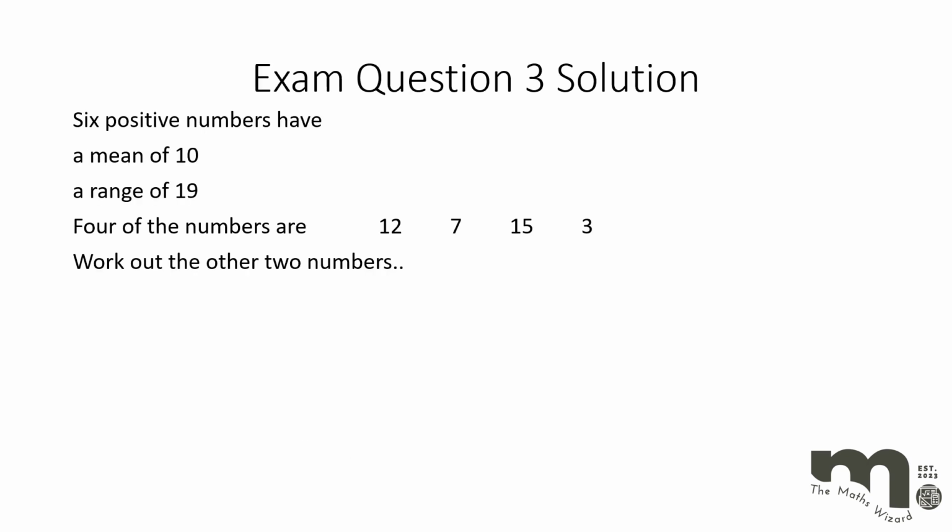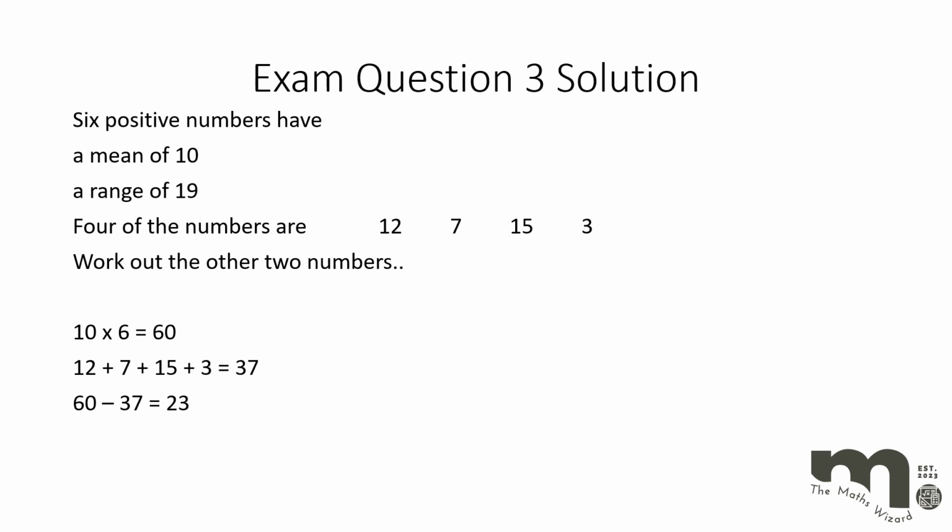Okay, let's take a look at this step by step then. We know that the 6 numbers have a mean of 10. So if we times that by 6, we know that those numbers have got to add up to 60. The 4 that we know currently add up to 37. So if we take that away from 60, our remaining 2 numbers have got to add up to 23.